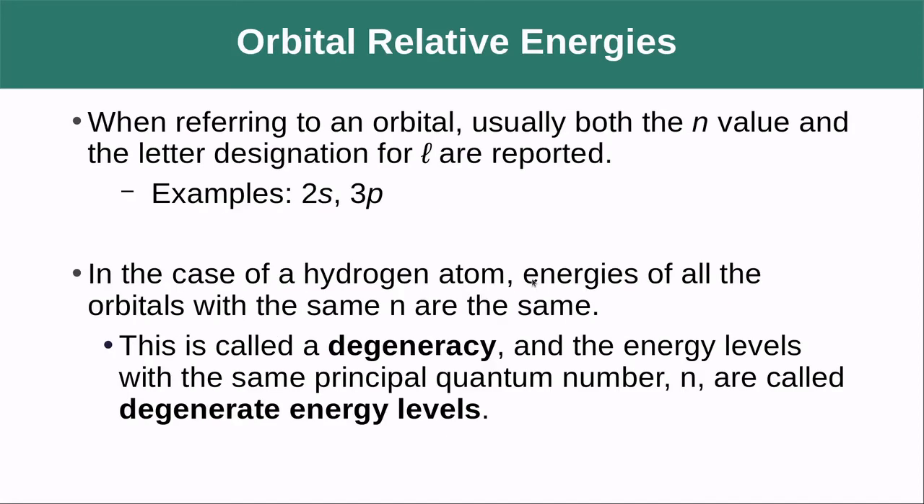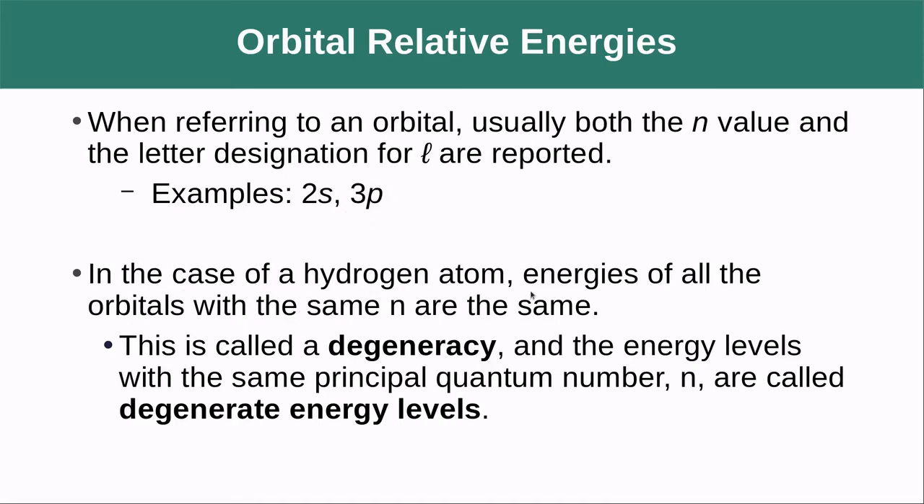When referring to an orbital, usually both the n value and the letter designation for the l value are reported. So you'll write something like: I'm talking about principal quantum number 2, and I'm talking about the s orbital there, so the l value is 0. Or I'm talking about principal quantum number 3, n equals 3, and I'm talking about when l is equal to 1, the p orbital.